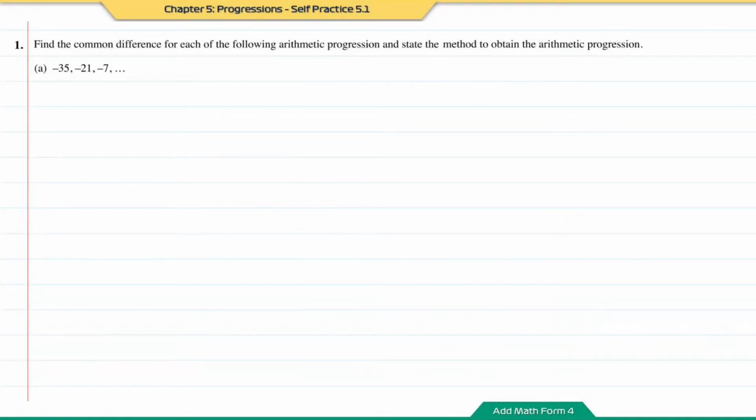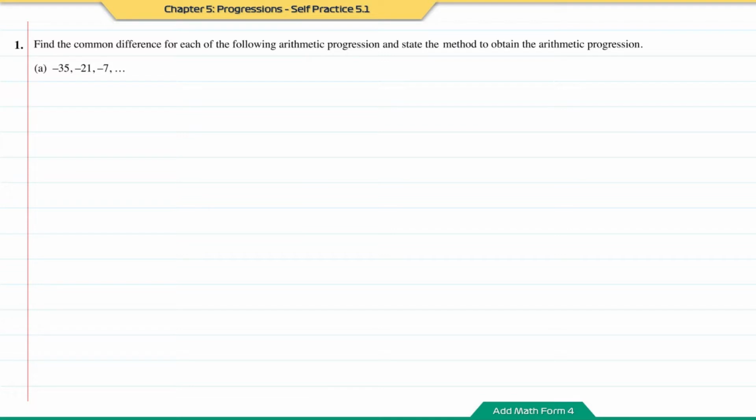Self-practice 5.1. Questions number 1. Find the common difference for each of the following arithmetic progressions and state the methods to obtain the arithmetic progressions. So the common difference of an arithmetic progression is the difference between any two consecutive terms, which is a constant value.